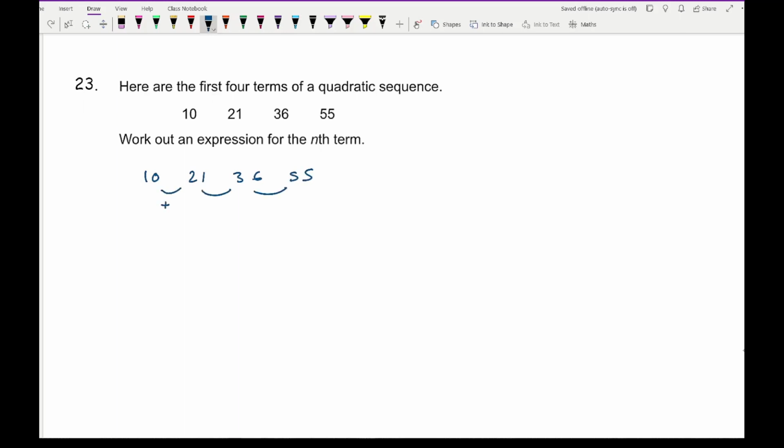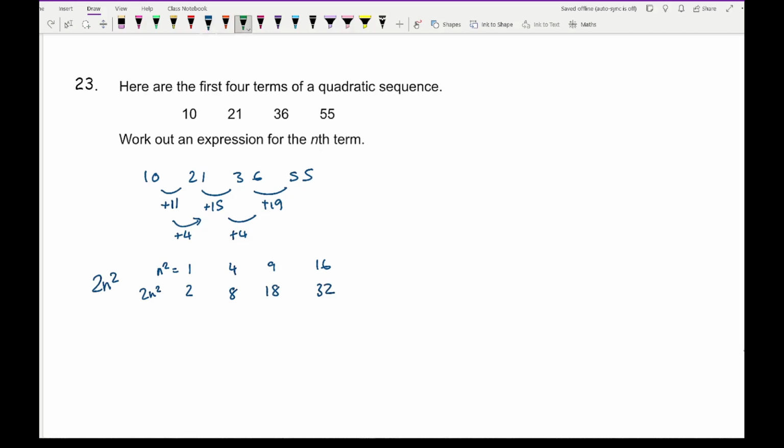So here the difference is 11, then it's 15, then it's going to be 19, and then the double difference is +4, +4. So that means the double difference is 4, so that means 2n squared is in the formula. Whenever you're dealing with a quadratic sequence, you may do it differently. So I've got n squared equals 1, 4, 9, 16. So 2n squared is therefore going to be 2, 8, 18, and 32.